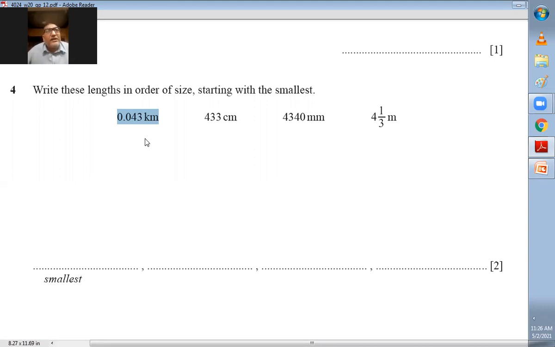So simply multiply this with 100,000 and it will be converted into centimeter. This is already centimeter. This is in millimeter, so if you want to convert it, you divide it with 10. If you want to convert millimeters into centimeter, divide it with 10. And this is meter, so multiply this number with 100 and it will be converted into centimeters.